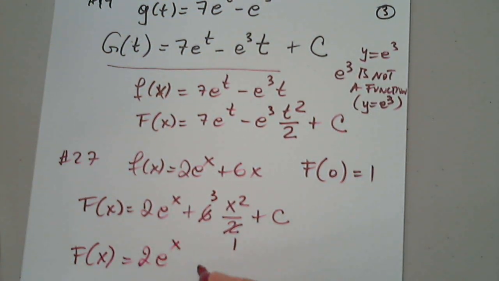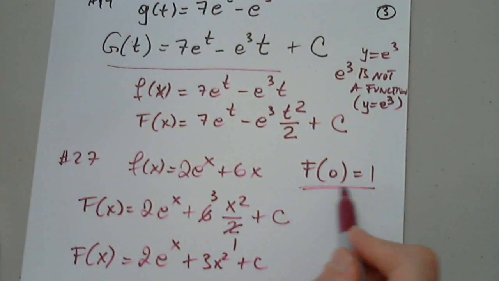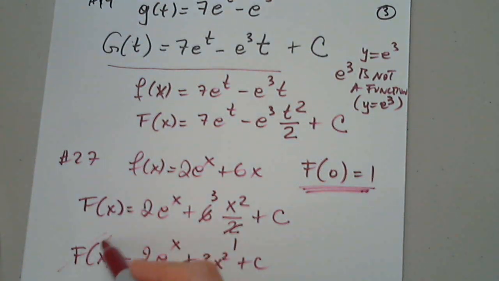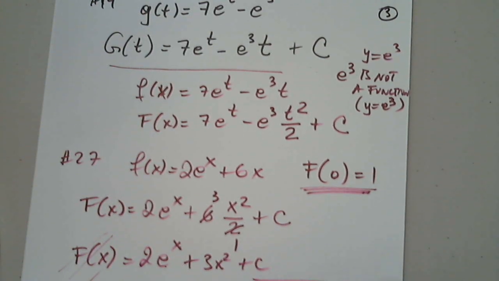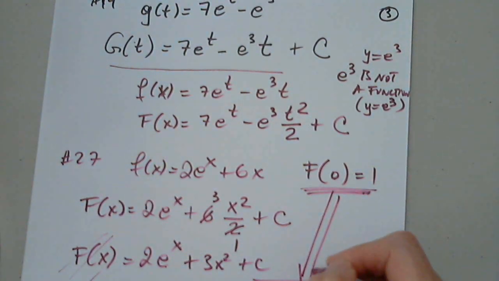2e to the x plus 3x squared plus a constant c. And now this condition says that this piece is 1 when x is 0. When x is 0, 2 times e to 0 will be 2. This will be 0, and this will be plus c. So when I subtract 2, I get that c equals -1. And this comes from the given condition.